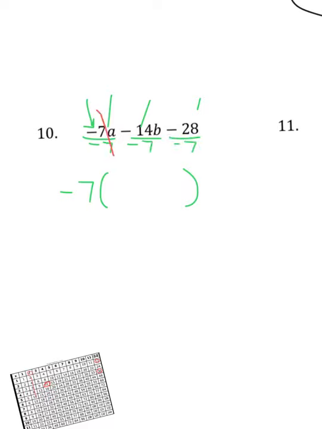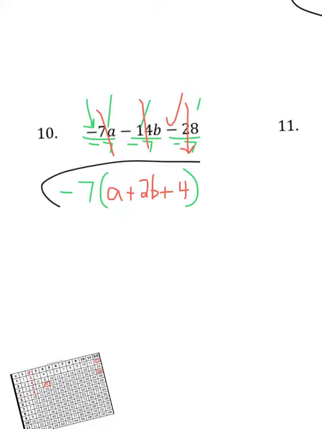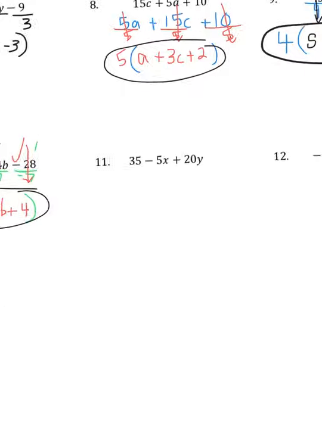Negative 7 divided by negative 7 is a positive A. Negative 14 divided by negative 7 is a positive 2B. Negative 28 divided by negative 7 is positive 4. And do you see how these subtraction signs turn into negative signs? They're interchangeable. That's your final factored expression.